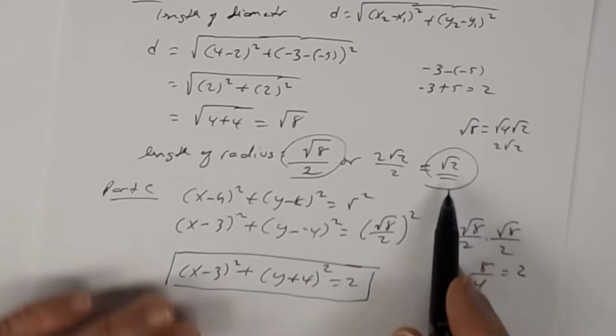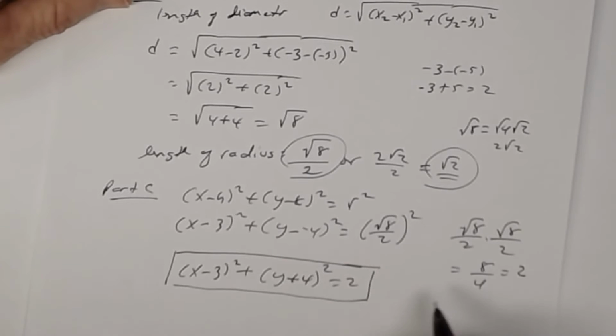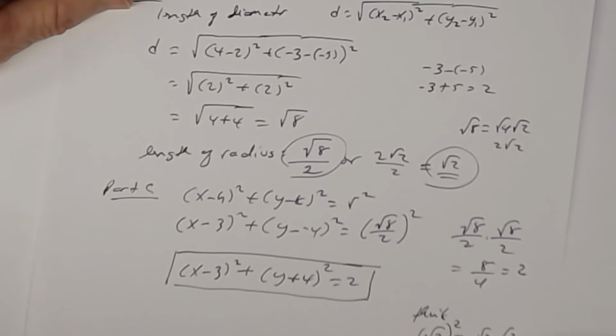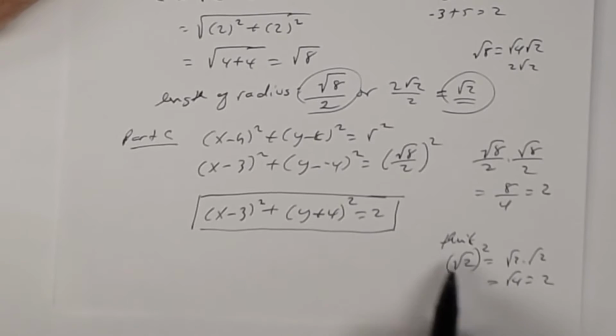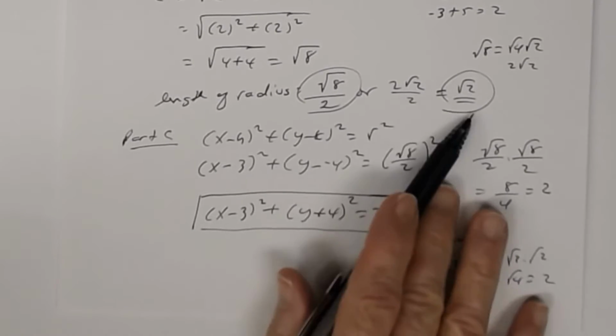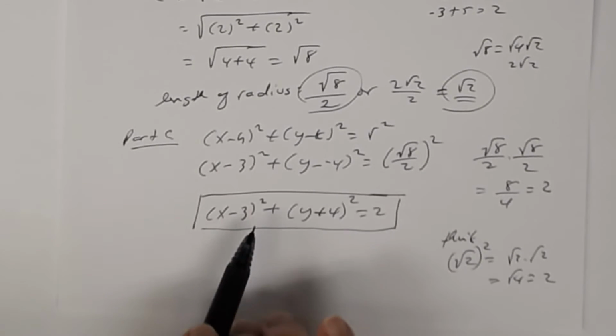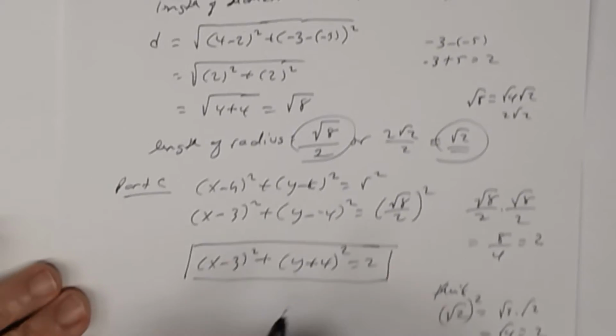Because look, just think about this. You'd have the square root of 2 here, and think the square root of 2 squared is equal to the square root of 2 times itself, which is square root of 4, which is just 2, which is what we had here. Okay? All right, so it didn't matter which one of these you used. The majority of you probably used this one, so that's why I did that. All right, that's number 5.